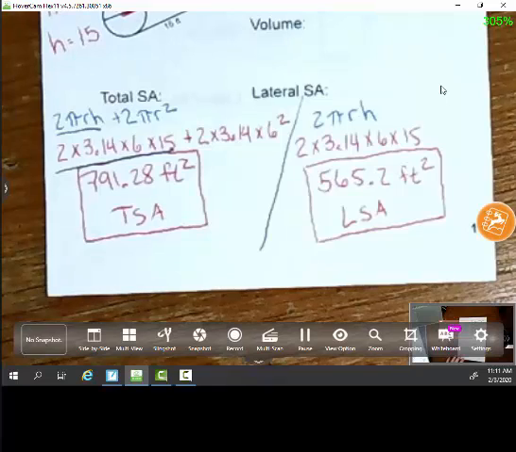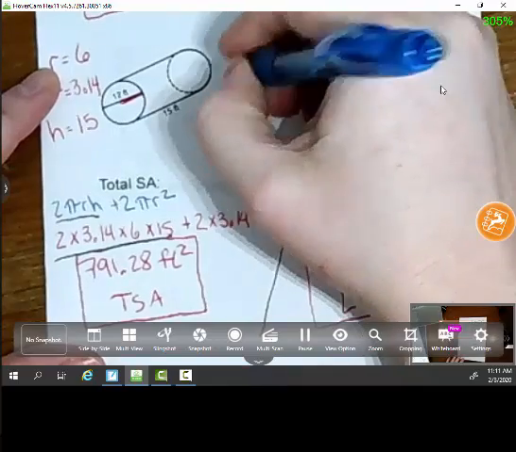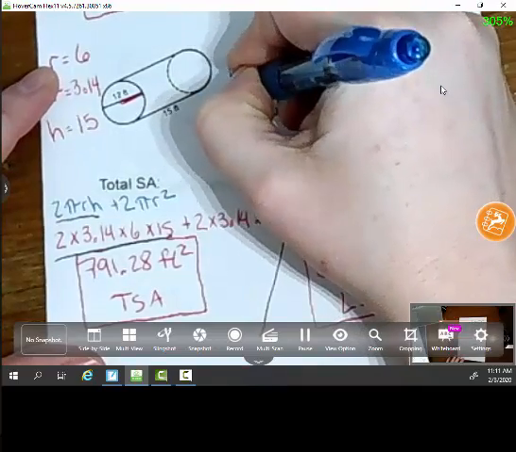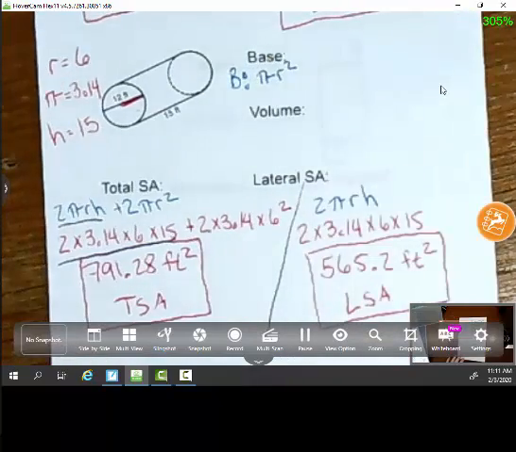Okay, for volume, what extra piece do we need? We need to find big B. Or just formerly known as big B. So big B is pi r squared, because it's a circle. Area of a circle is pi r squared. So try to find big B.